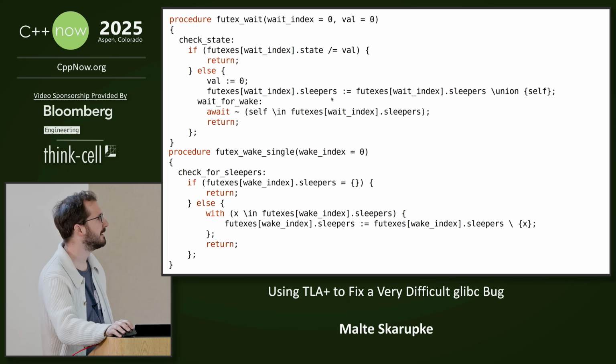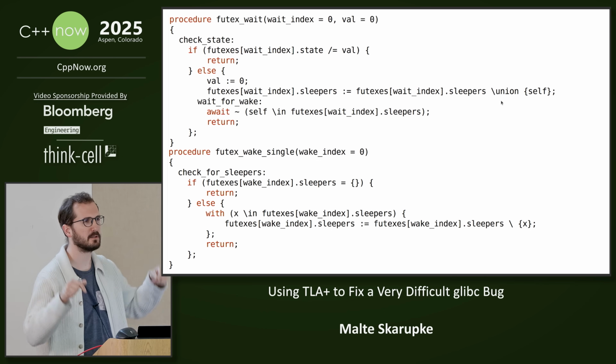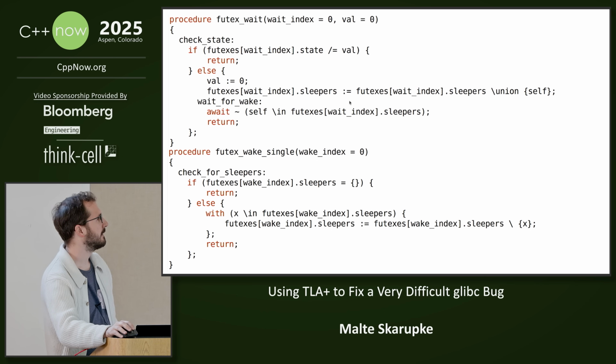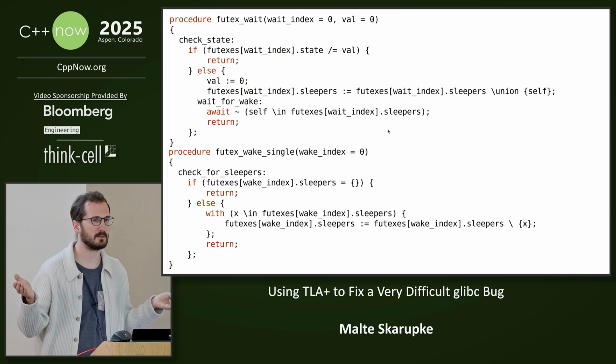Pretend this doesn't exist. The important line is this line, where I just add myself, like self is the name of the process. I add myself to the list of sleepers. This is like a set, and I just union with the set that only contains self. And then at the next label, I wait for wake. And here is a magic keyword called await. I'm going to await until not self in sleepers, until I'm not in the list anymore.